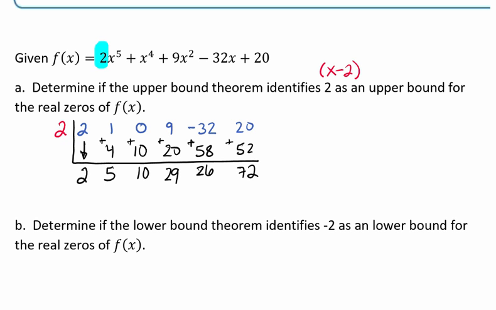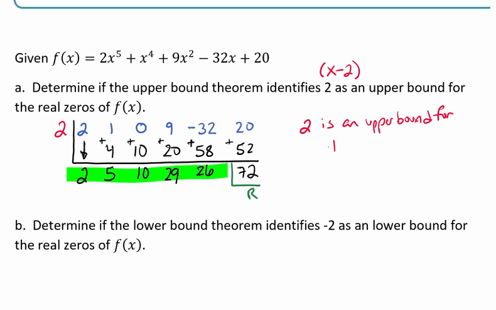So here we see that our leading coefficient is positive. And when we look at the remainder, so this is our remainder right here, and all of the coefficients of this quotient are non-negative. Thus, we're able to say that 2 is an upper bound for the real zeros of f of x.